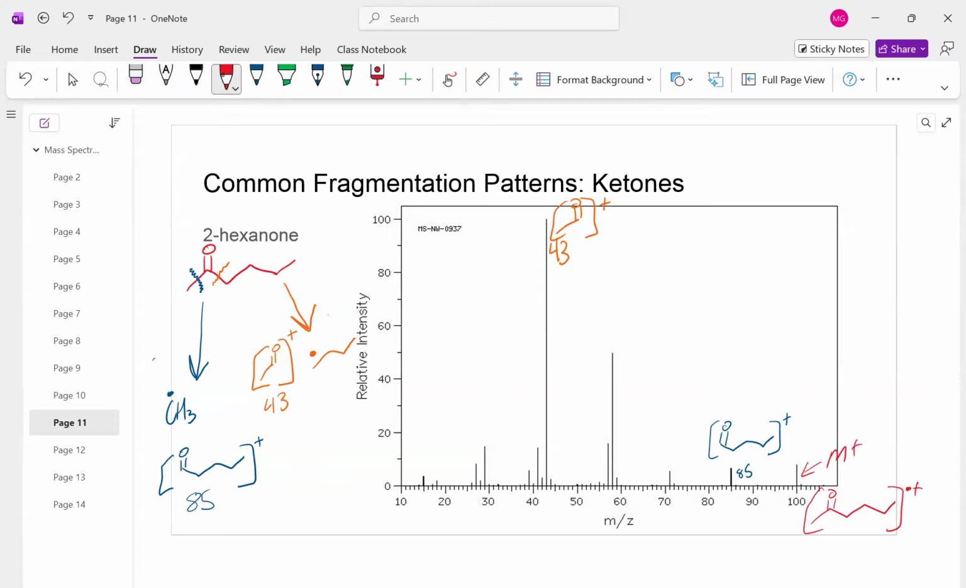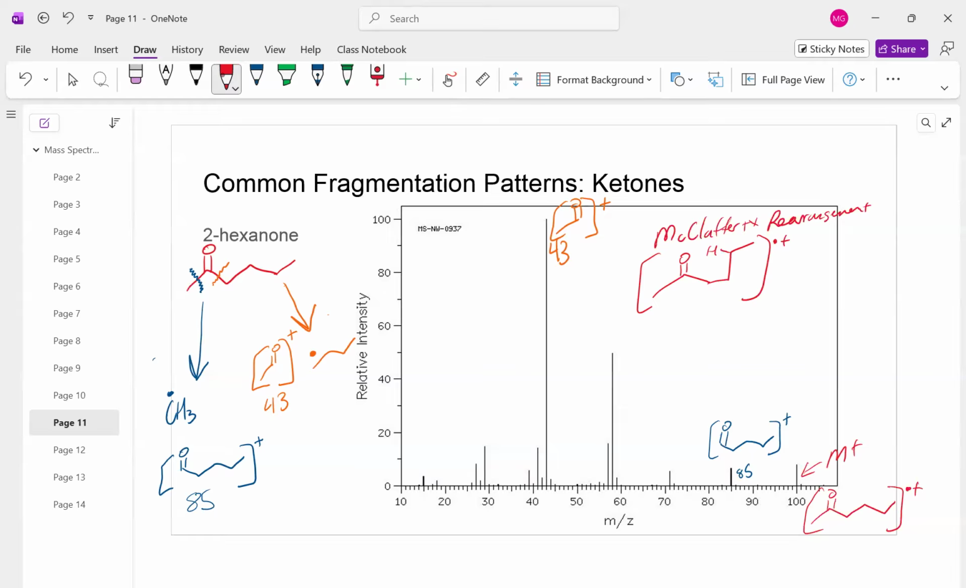Now, there's one other major peak here, and this is another common type of fragmentation that occurs in aldehydes and ketones called the McLafferty rearrangement. And so I'm going to take the molecular ion, and I'm just rotating a bond around. I haven't changed it at all. This is our molecular ion. And I just took a bond and I rotated it.